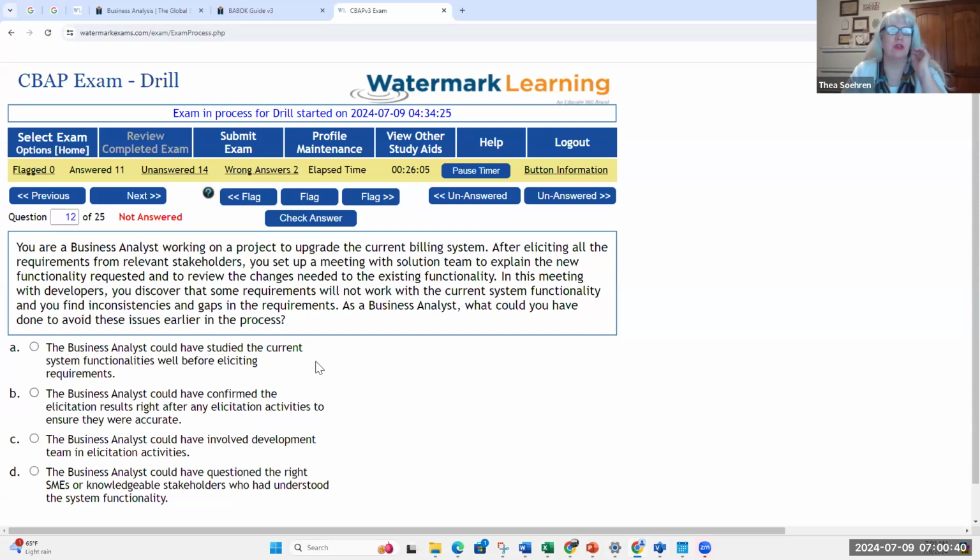A: The business analyst could have studied the current system functionality well before eliciting requirements. B: The business analyst could have confirmed the elicitation results right after any elicitation activities to ensure they were accurate. C: The business analyst could have involved the development team in the elicitation activities. D: The business analyst could have questioned the right SMEs or knowledgeable stakeholders who understood the system functionality. According to the BABOK, which one is the right answer?